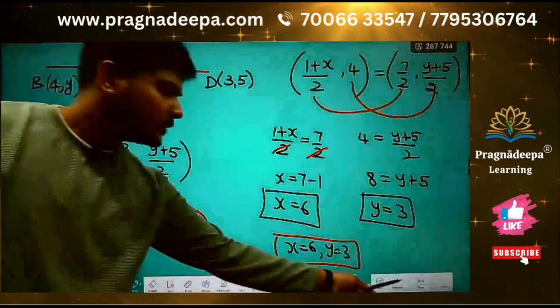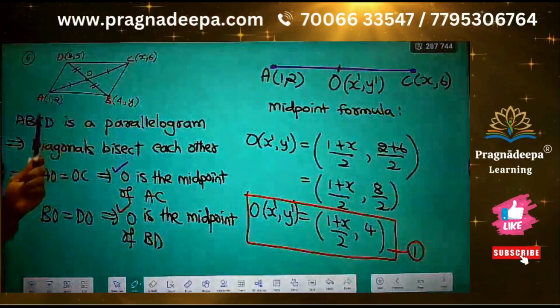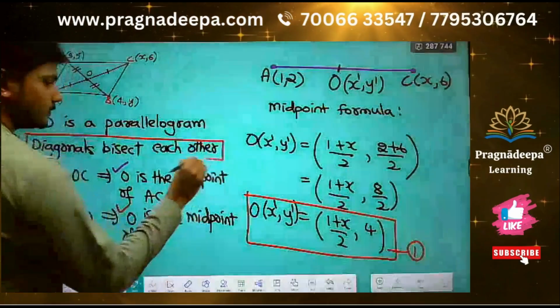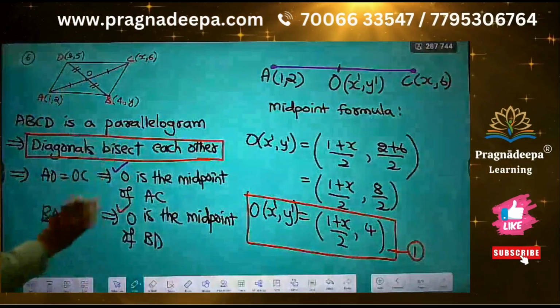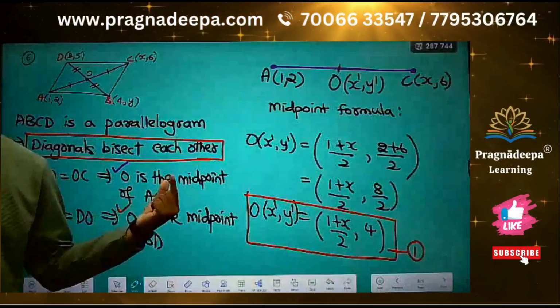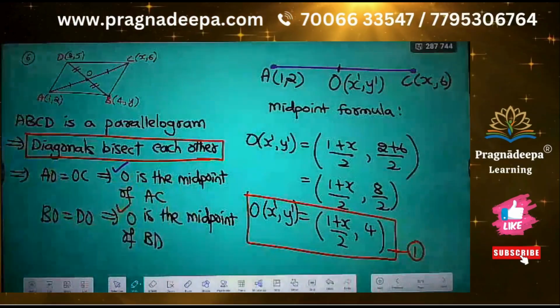Is it clear? So we started with a parallelogram. ABCD is a parallelogram. So in that we use this property: diagonals bisect each other. So by using this property, we came to know that O is a midpoint, that means the point of intersection of the diagonals. So O is a midpoint for both the diagonals, AC as well as BD.